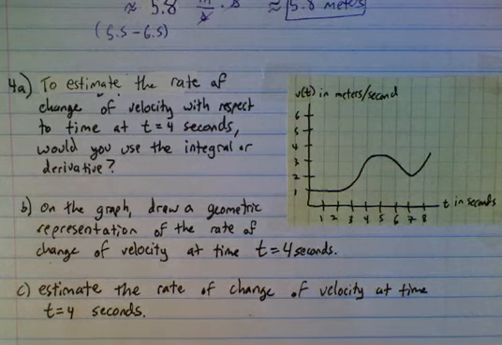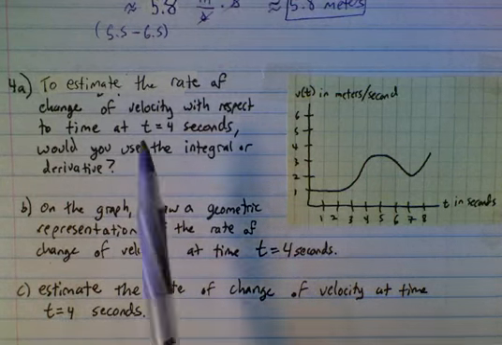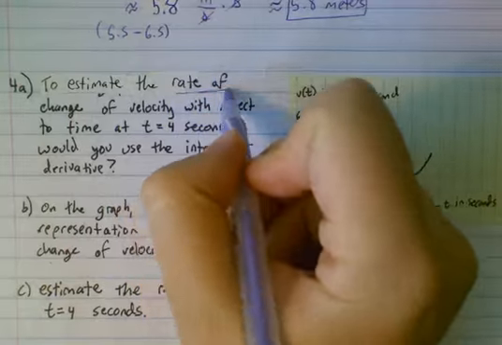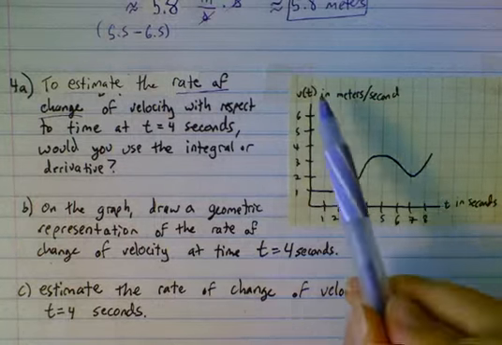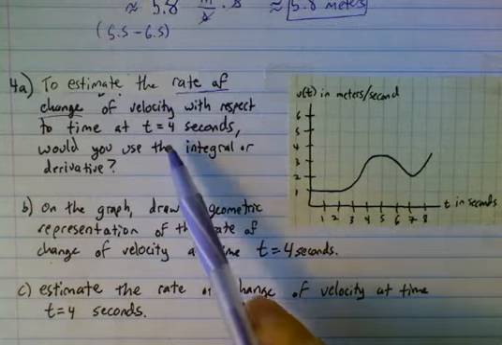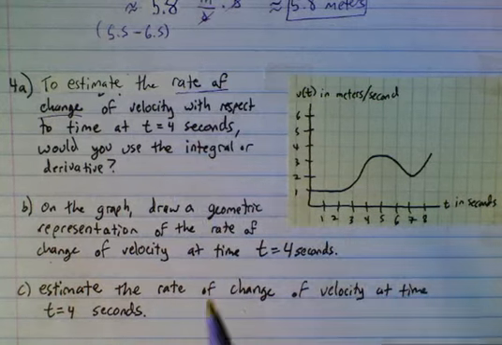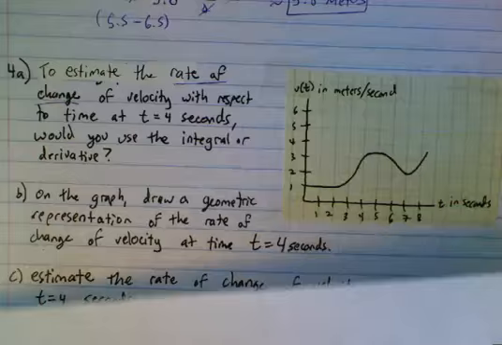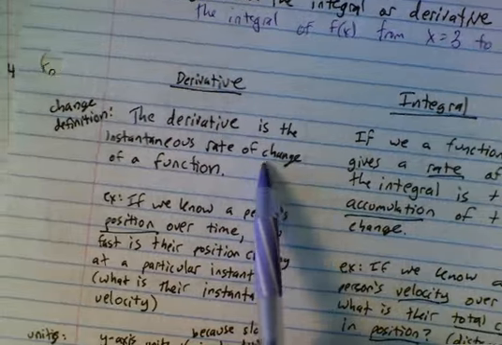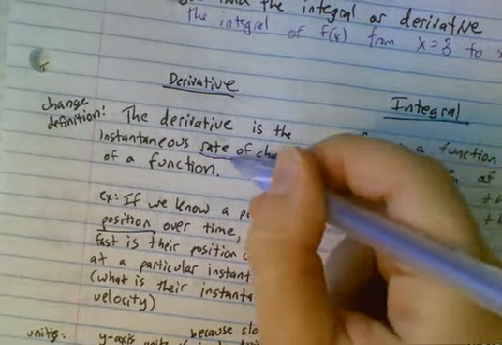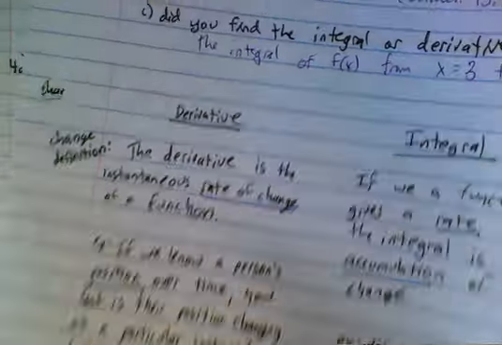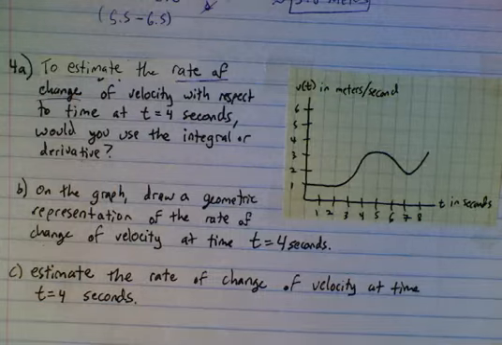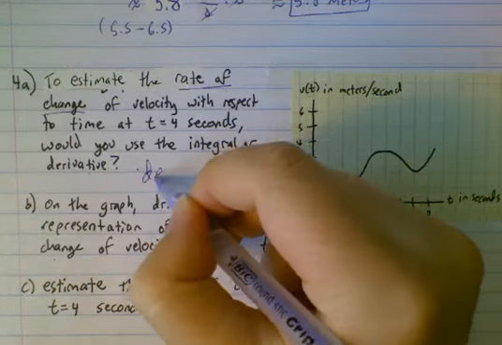Okay, so to estimate the rate of change, the keyword here is rate of change of velocity with respect to time at t equals 4 seconds, do we use the integral or derivative? Remember from what we were working with earlier that rate of change, right here, we're looking at the derivative. So this would be the derivative.